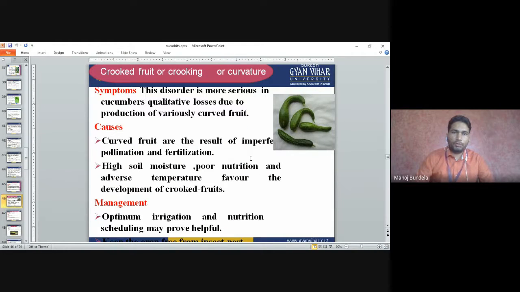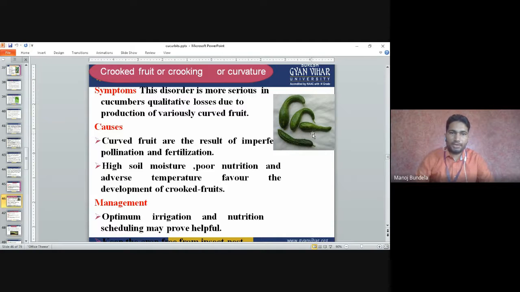Crooked fruit or curvature. This disorder is more serious in cucumber. There is qualitative loss due to the production of various curved fruits like this. The fruits are curved: one side is fully developed, the other side like this. You can see such fruits in the market.